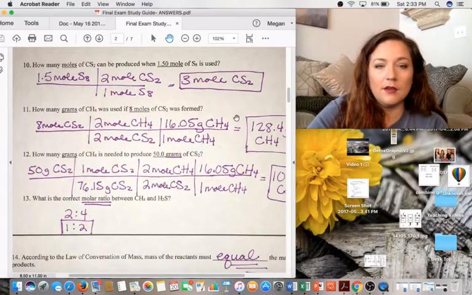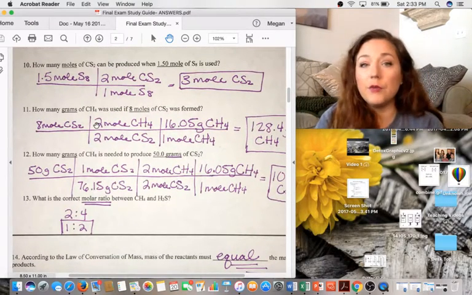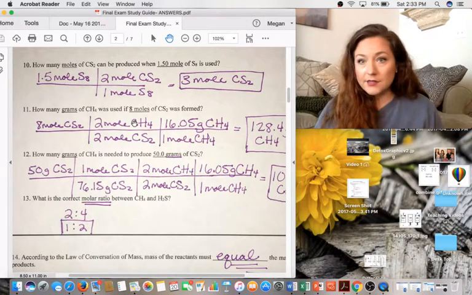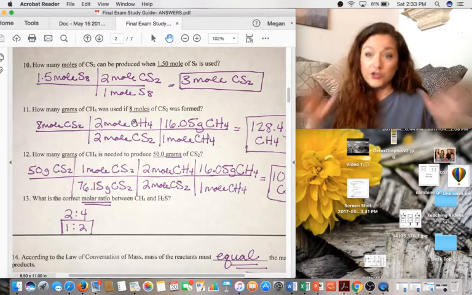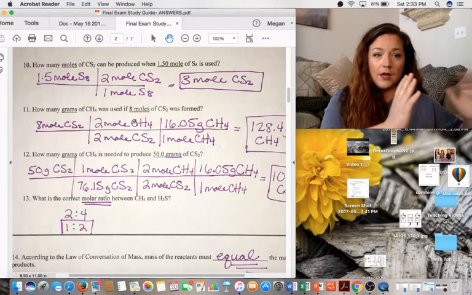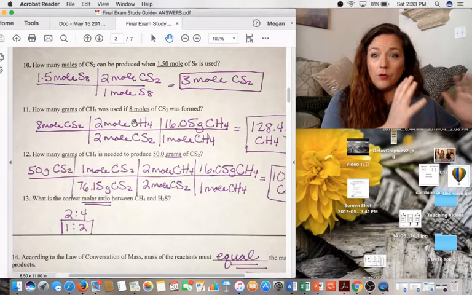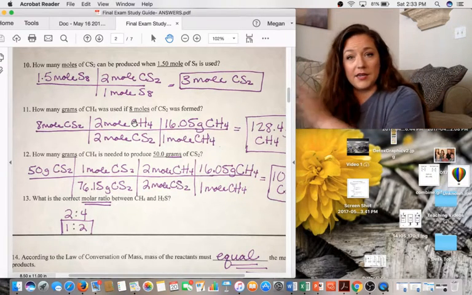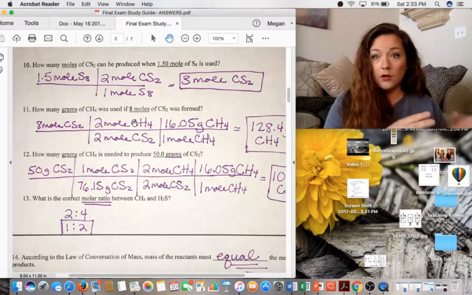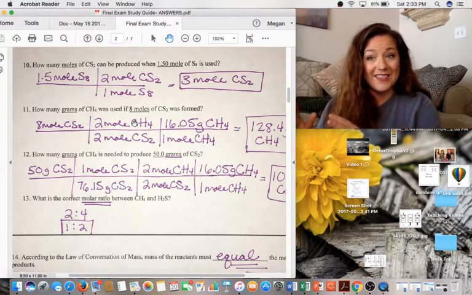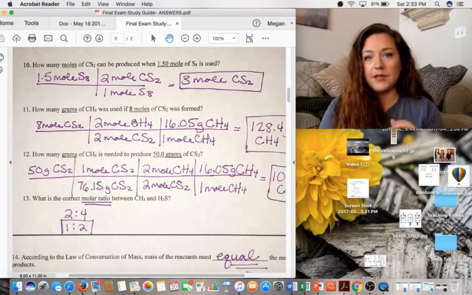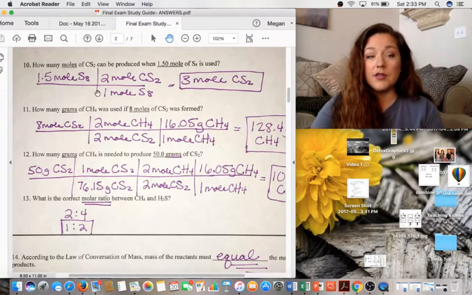Then we move on to moles to grams. Whenever you're switching from one compound in a balanced equation to another, like from the moles of CS2 to the grams of something else, you cannot jump directly. You have to use your mole ratio to convert it first. So that's what we're going to do.